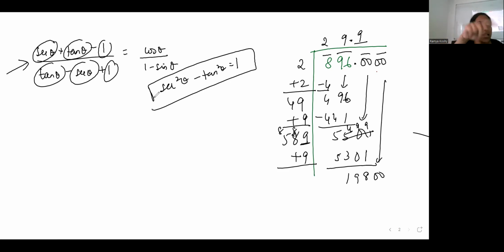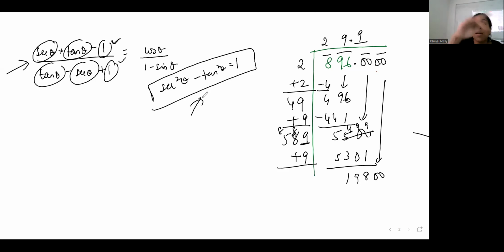The logic in this type of question is replace 1 which comes either in numerator or denominator. Replace 1, the number 1, which comes in numerator or denominator with sec square theta minus tan square theta. Do that replacement. How do you decide where to replace? Whether to replace in the numerator or denominator? How do you make that decision?